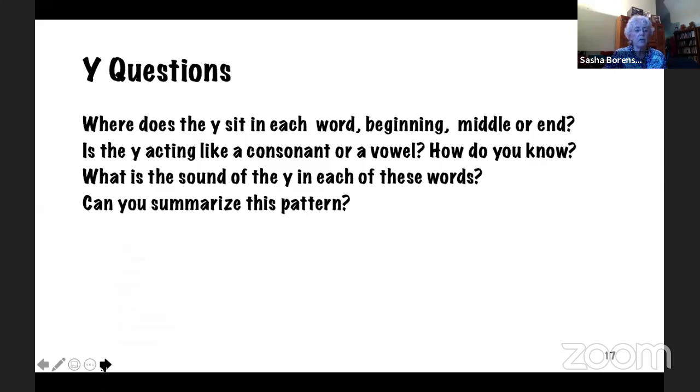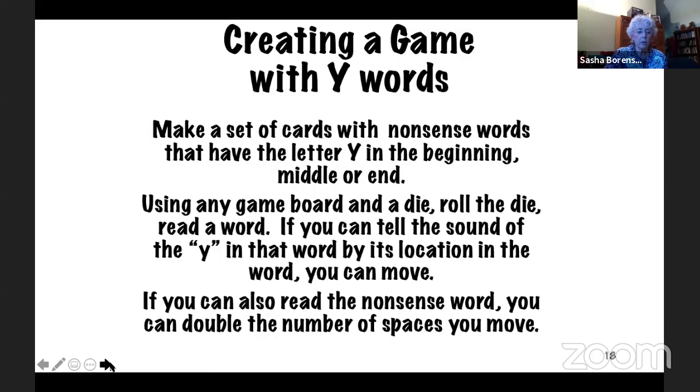This right click is really giving me troubles. I'm learning. Okay. So here are some things that I might do with the letter Y. I might make a set of cards of nonsense words and have Y wherever I've taught it. So if I've only taught it at the end of a 1-syllable word, that's all I put in my cards. And if it's the end of 1- and 2-syllable words, that's what I put.